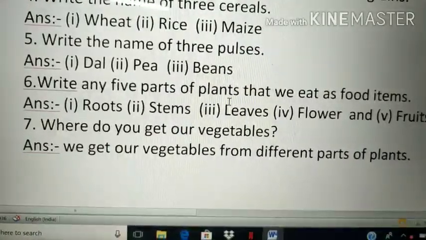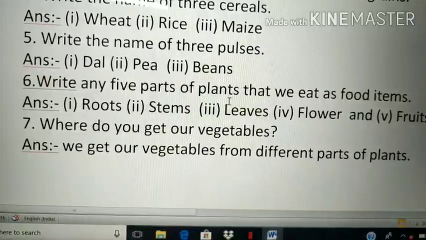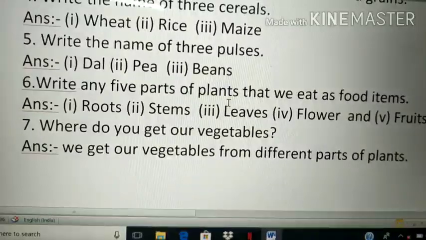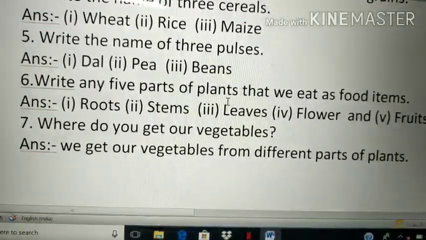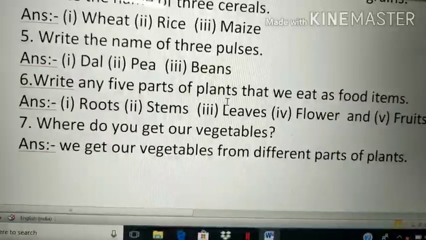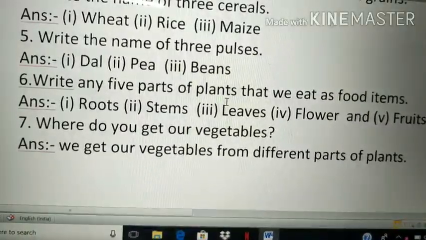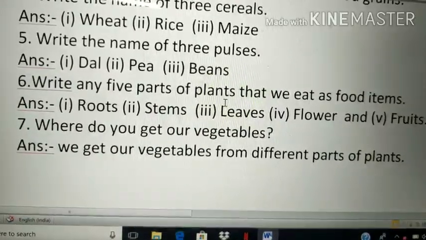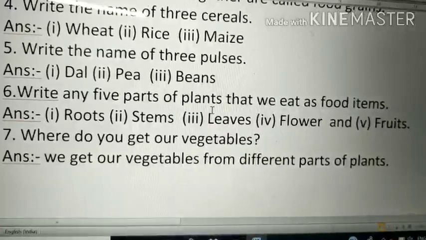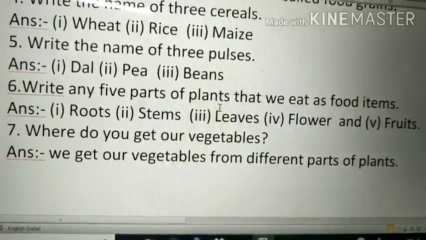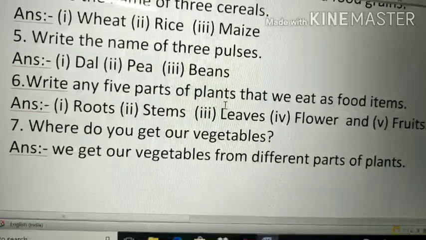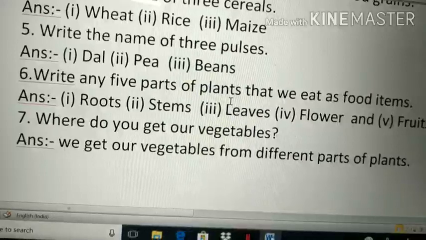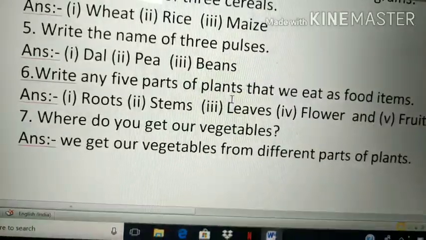Question number six, write any five parts of a plant that we eat as food items. Number one root, number two stem, number three leaves, number four flowers, and fruit. Where do you get our vegetables? We get our vegetables from different parts of plants.